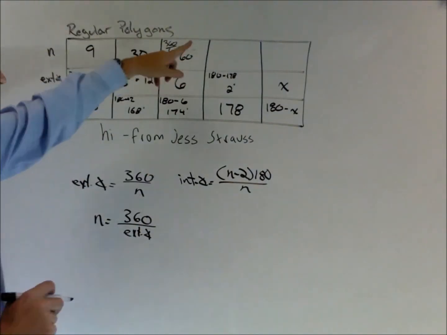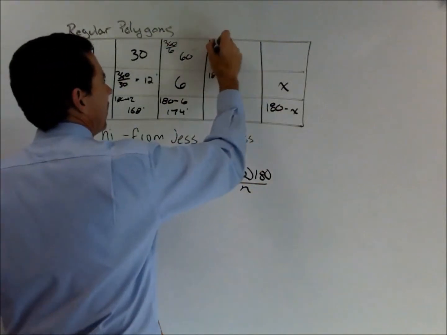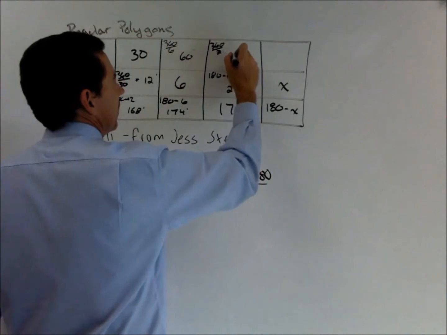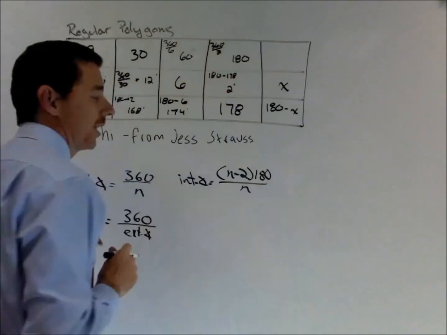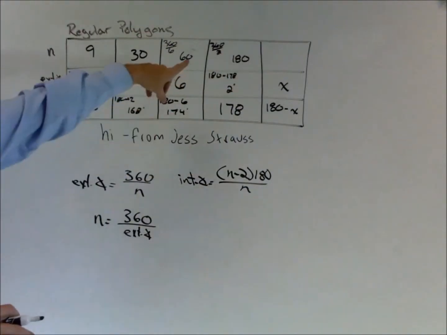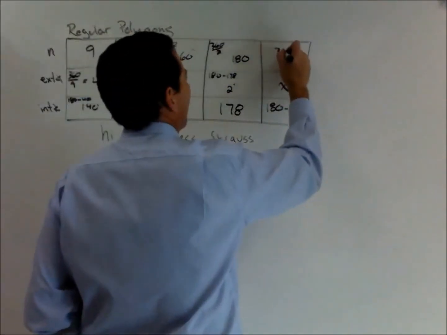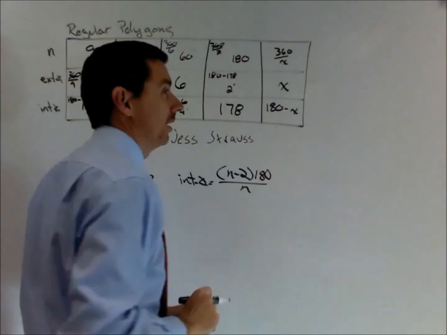This one's going to be 360 divided by 2. 360 divided by 2 is 180-sided polygon. Try drawing that one out. If it's x, 360 divided by x would be how many sides our polygon would have.